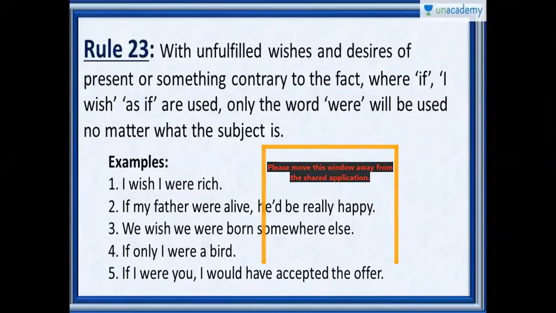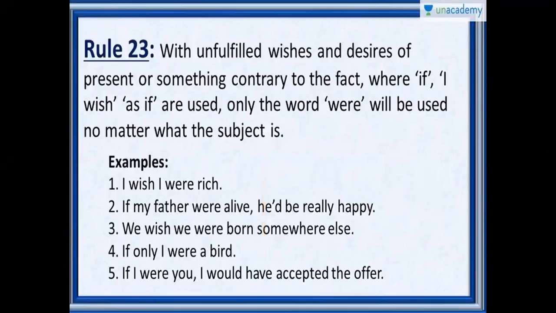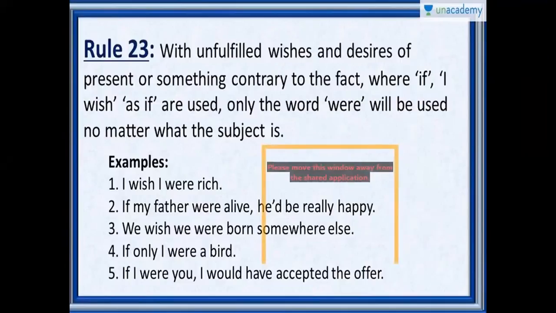Now, with the unfulfilled wishes and desires of present, something contrary to the fact, like if, I wish, as if, these are there, you always should go with were. Remember, if there is if in the sentence, you should not use was. If there is if, you have to use only were. I wish, if only, if it is there, also you have to use were.